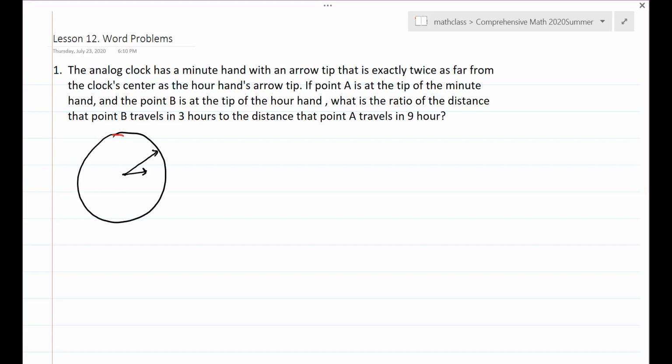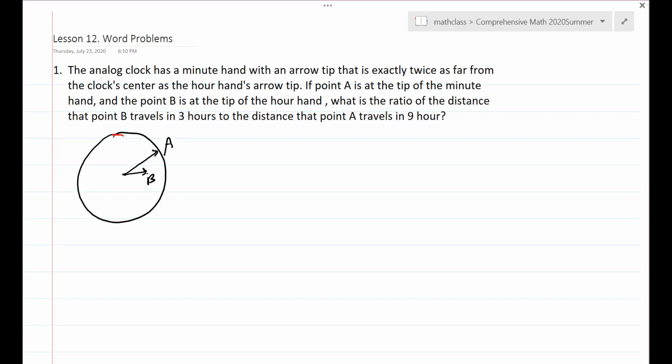So if point A is at the tip of the minute hand, point B is at the tip of the hour hand, what is the ratio of the distance that point B travels in 3 hours to the distance point A travels in 9 hours? Now, when we say travel, this is just in space, the length in space.